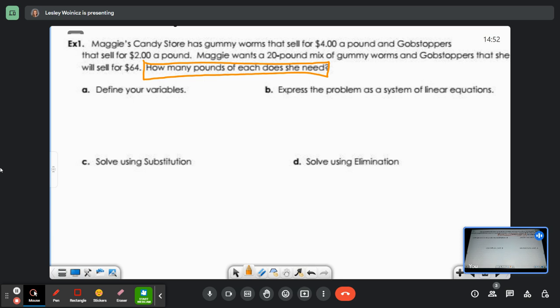So I can't make them both G. Unfortunately, they're both, yeah, I'm going to make the worms the W. So we're going to say let W be pounds of gummy worms, not individual ones. And then we can let, let's say S be pounds of gobstoppers.